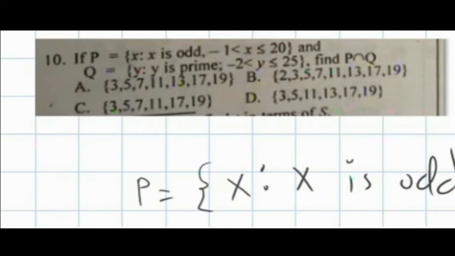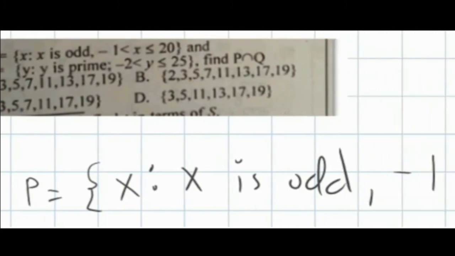So 10 is a question about sets, and it says if P is equal to x when x is odd, and negative 1 is less than x is less than or equal to 20, and Q is equal to y, where y is prime and y is in between negative 2 and 25, find P intersection Q.